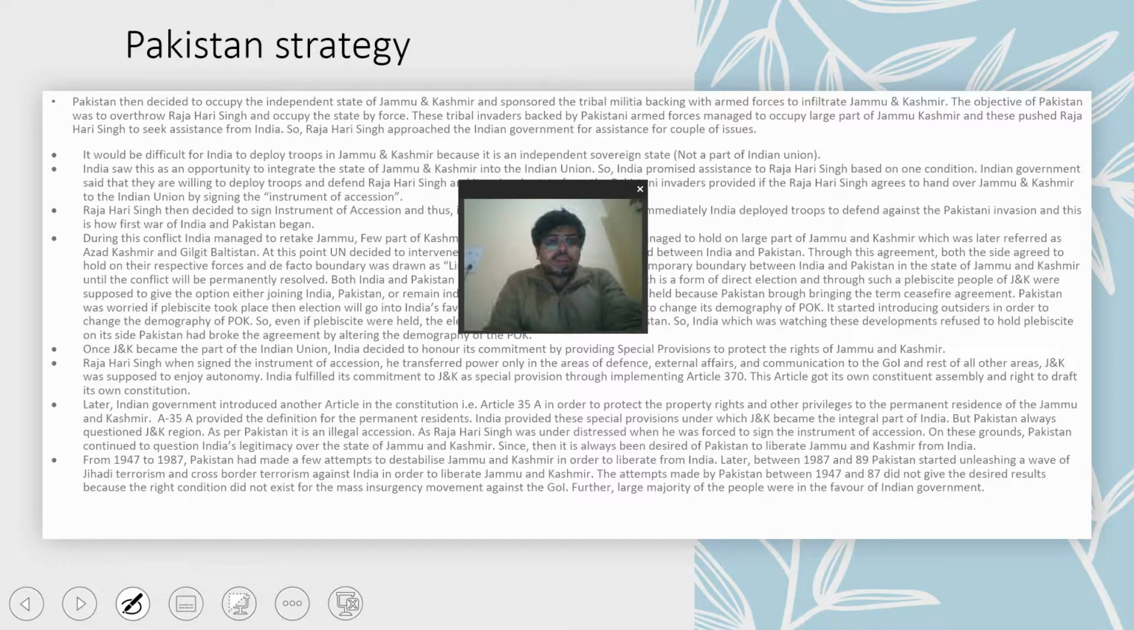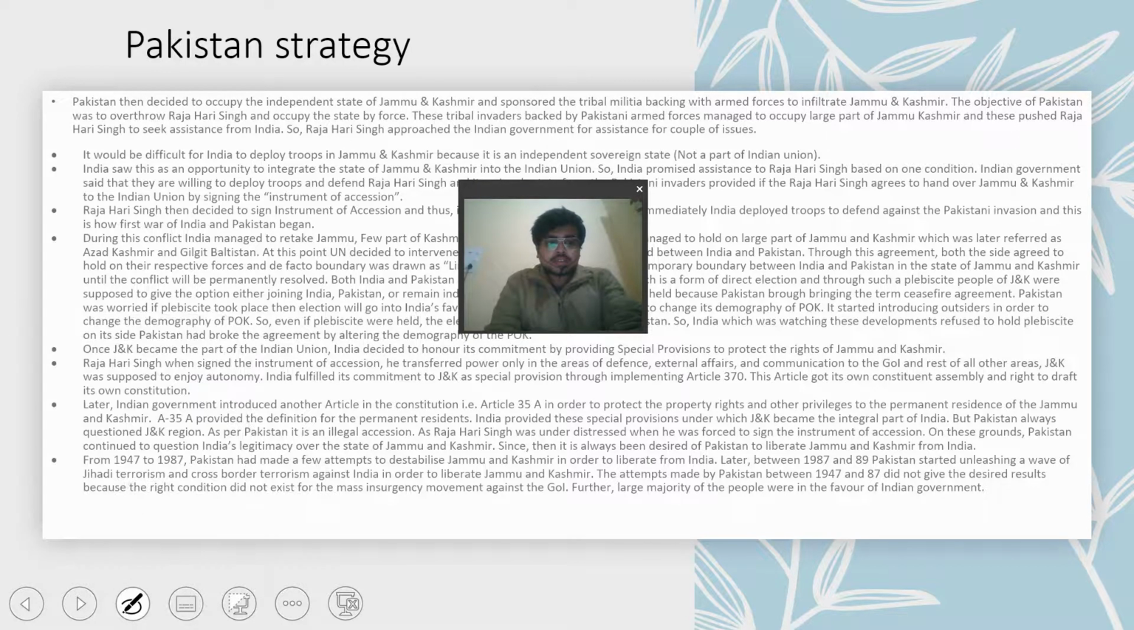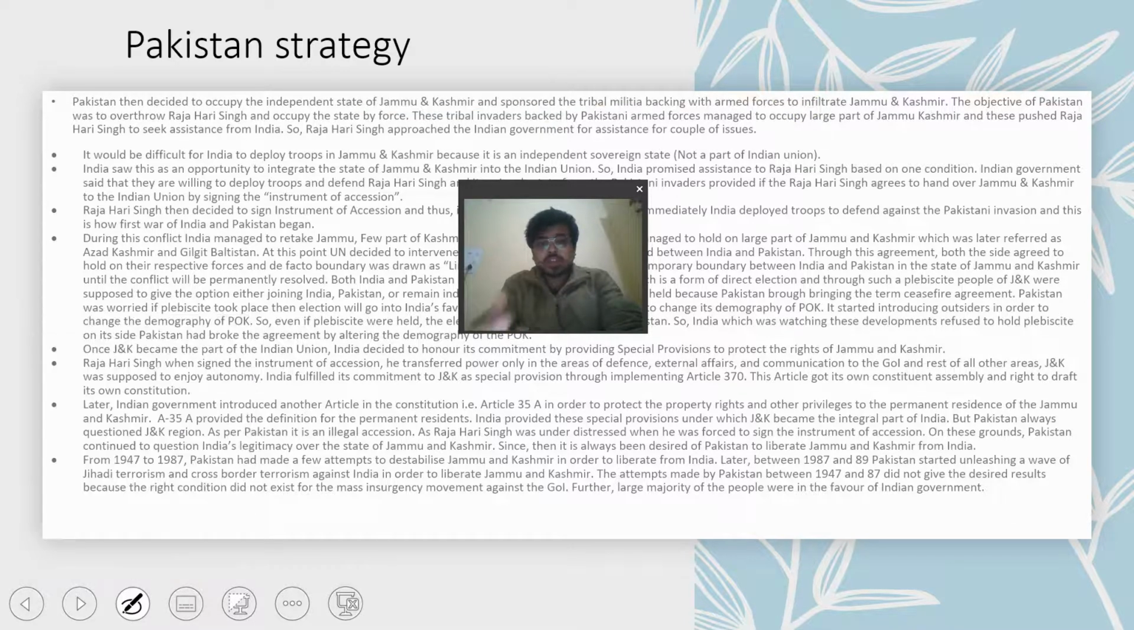So Pakistan then decided to occupy the independent state of Jammu and Kashmir, and sponsored the tribal militia, backing them with the armed forces, to infiltrate Jammu and Kashmir. So it was like that. Pakistan wanted to infiltrate the region with the tribal people's militias and their military force also. So what was the objective of Pakistan?